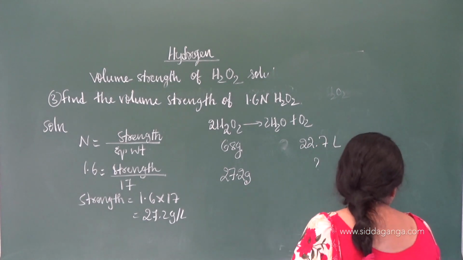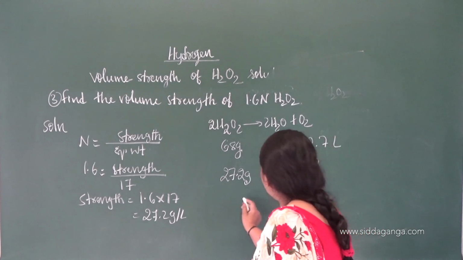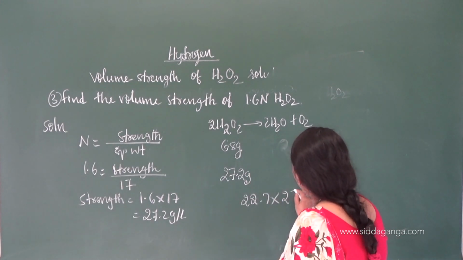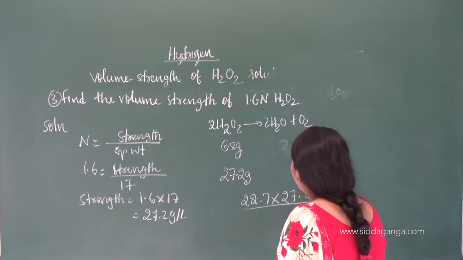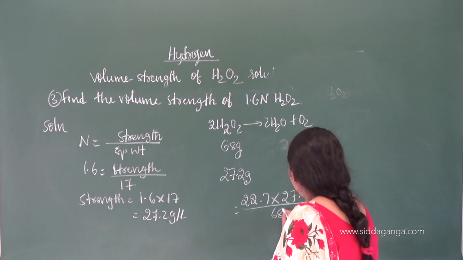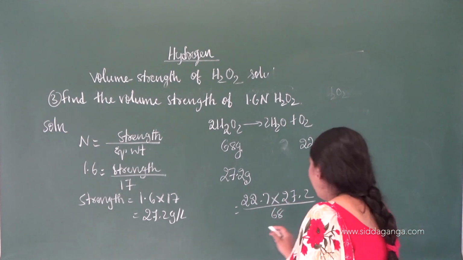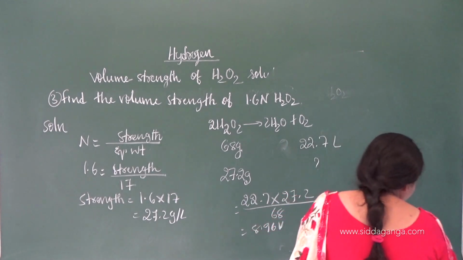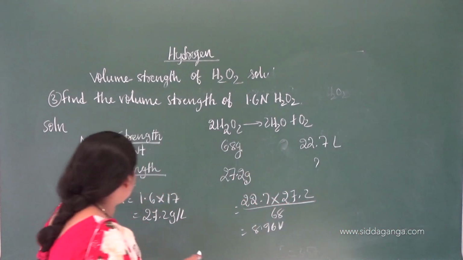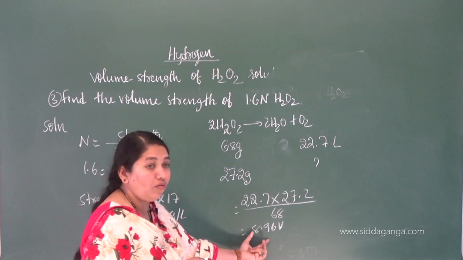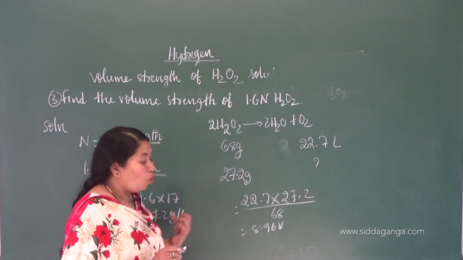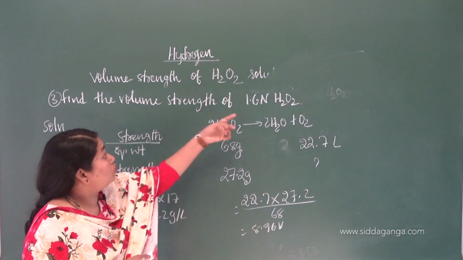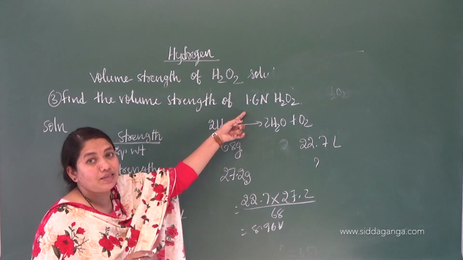So then what we can do? Here it is. Therefore, 22.7 into 27.2 divided by 68. That will come around 8.96 volume. So this is the volume you have calculated. This is nothing but the volume strength of our hydrogen peroxide, whose normality is 1.6 normal.